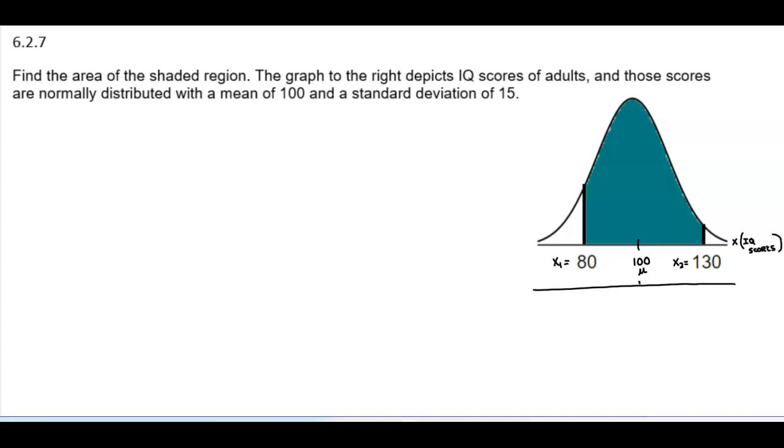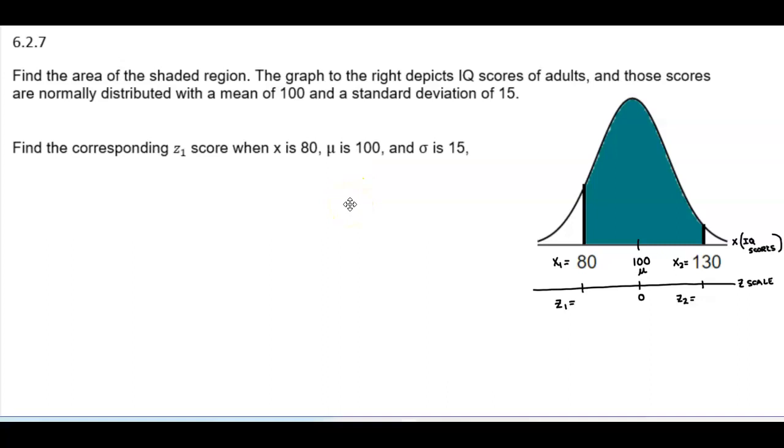So we know that the mean for the z scale is always going to be 0. And so we want to find out what is the z-score for 80, and we want to find the z-score for 130. So what we're going to do now is find the corresponding z1 score for when x is 80, the mean is 100, and the standard deviation is 15, and then round it to 2 decimal places.